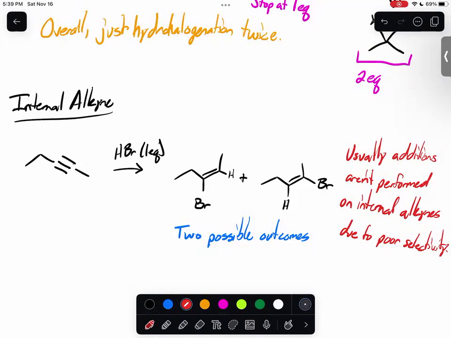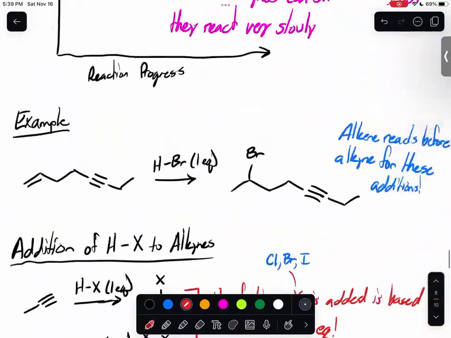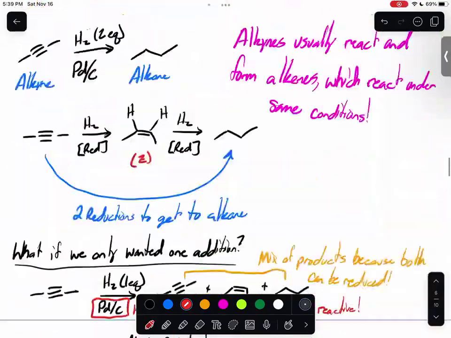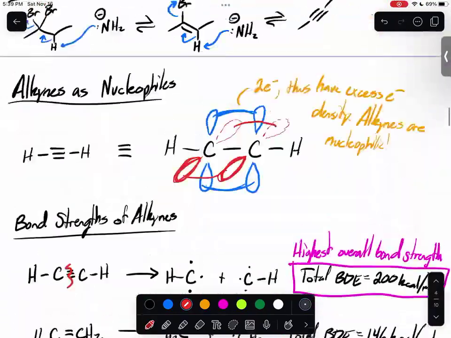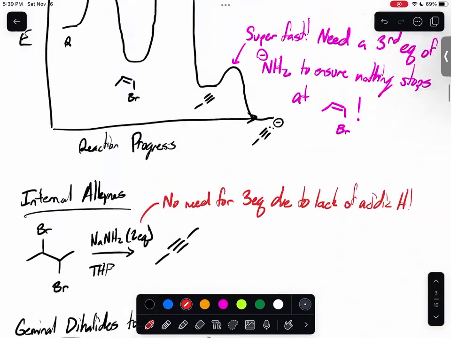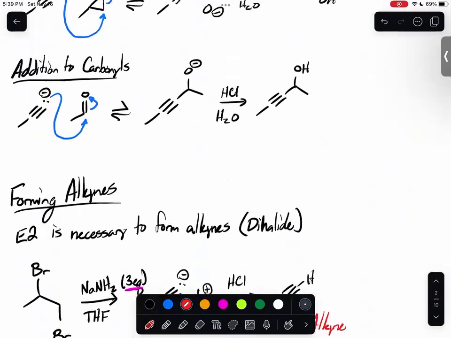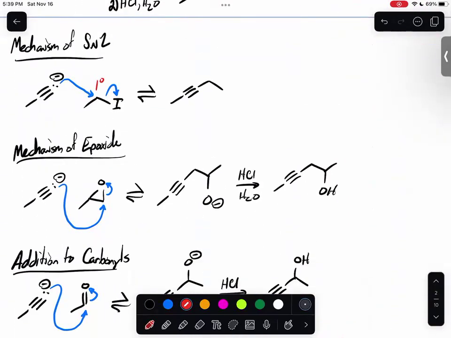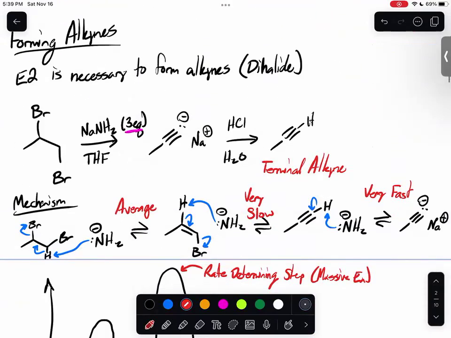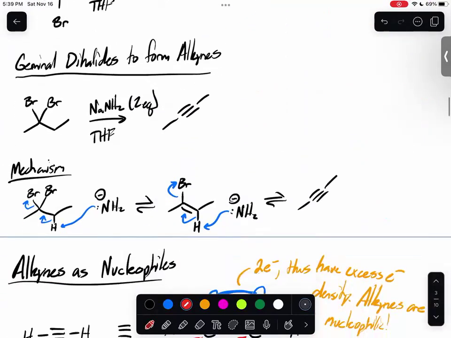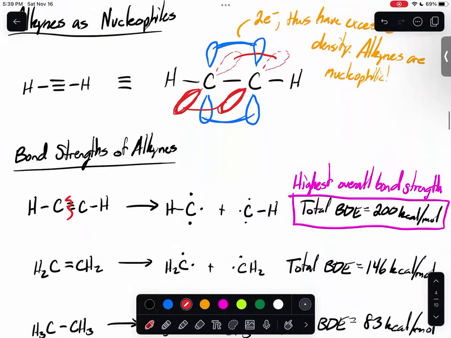So overall, what we've learned so far is a little bit about how alkynes work in terms of using them as nucleophiles for the terminal alkynes. All right, that was all the way up here. So we can do SN2, we can open epoxides, we can add to carbonyls. We also learned a little bit about making alkynes from E2 reactions, both terminal and internal alkynes. And then we learned how alkynes can act as nucleophiles for reductions and for this type of addition.